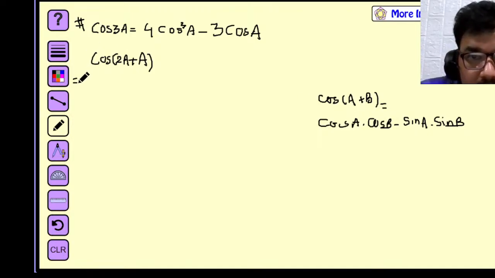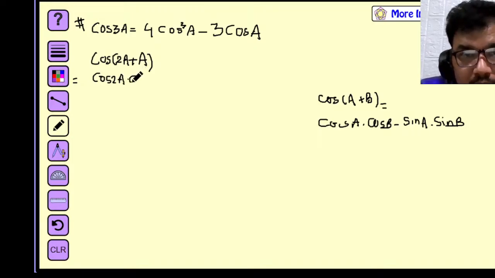Look, children. Right here, cos 2a into cos b, but b means a here, so cos 2a cos a. And minus here will be sin 2a into sin b, but here it will be sin a, right here sin a only.